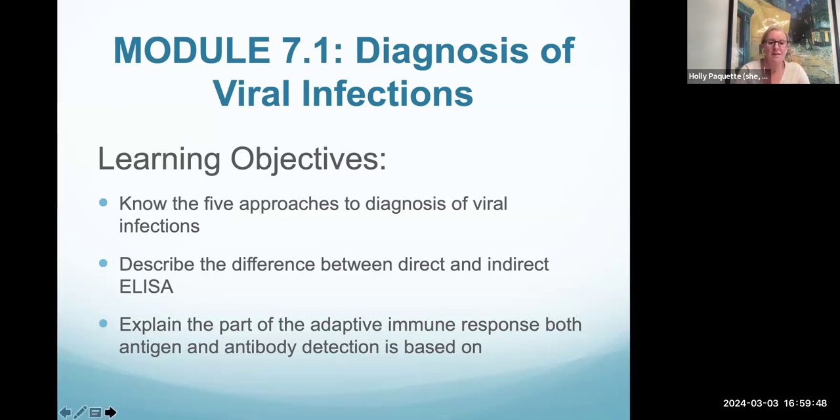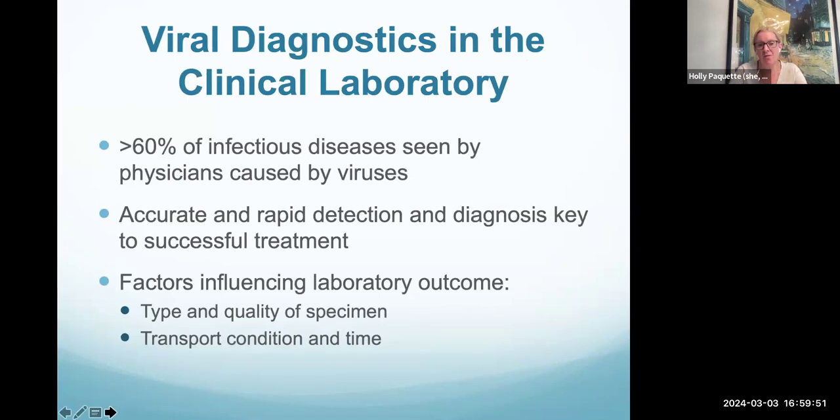So with our first slide, we're going to talk about how viral diagnostics are done in a clinical laboratory. So for example, if you were to go in and see a physician, greater than 60% of all infectious diseases that physicians see are caused by viruses. Now, most commonly, they're caused by things like the rhinovirus, and it's just a cold. But what's really important is if we're looking at something beyond the common cold, we want accurate and rapid, or fast, detection so that we can diagnose what it is and hopefully do a successful treatment.